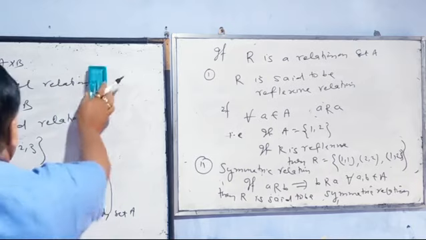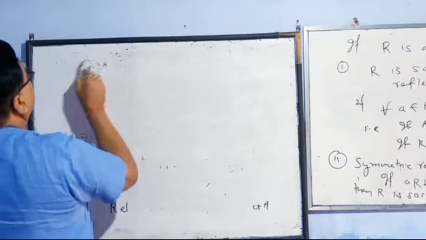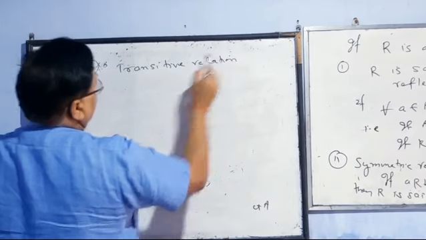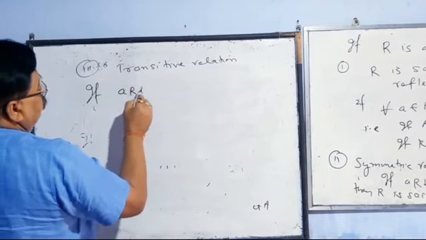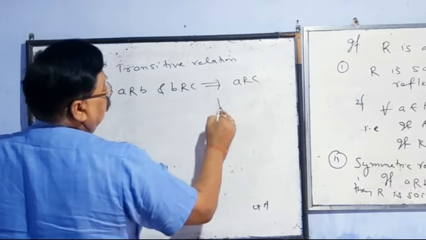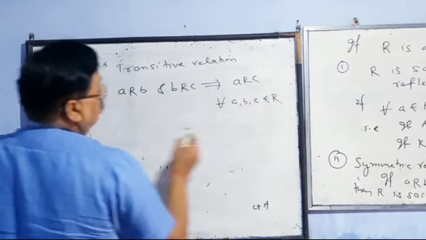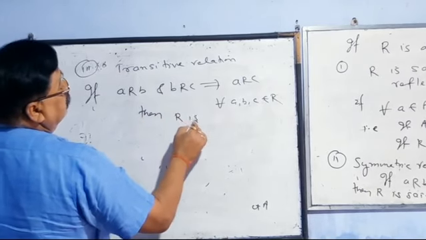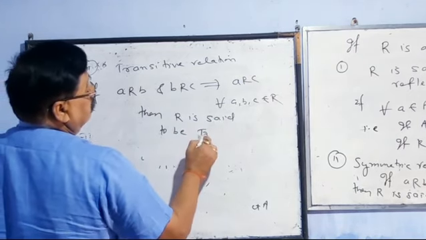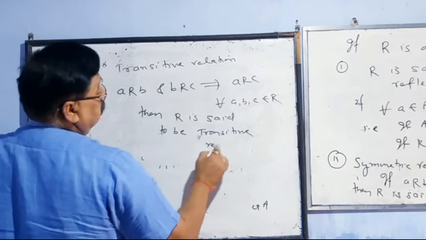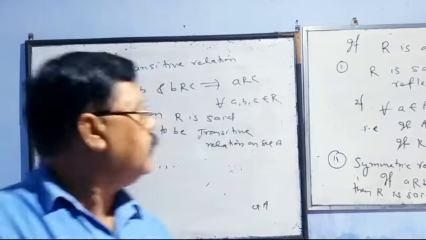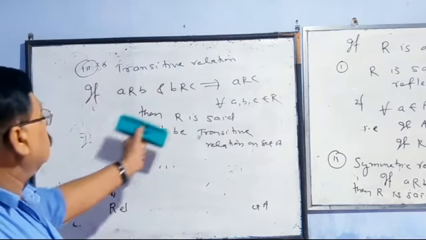Then we come to transitive relation. If a is related to b and b is related to c implies a is related to c for all a, b, c belongs to A, then R is said to be a transitive relation on set A. So this is the concept of reflexive relation, symmetric relation and transitive relation.